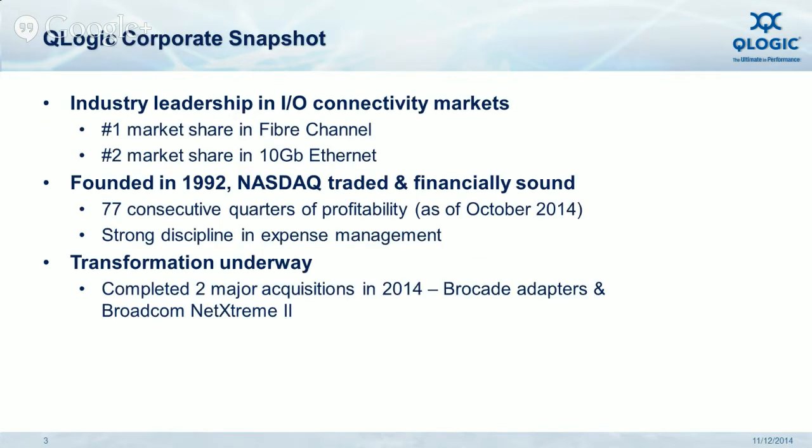So who is QLogic? QLogic is the company that builds the solutions for the most advanced networks on the planet. We are an industry leader in I/O connectivity. For many years, we've been the #1 market share leader in Fibre Channel with over 16 million Fibre Channel ports shipped and in use. With our acquisition this year of Broadcom, we already had existing Ethernet products in our portfolio. We purchased Brocade's adapter business earlier this year as well. That's mentioned at the bottom here.